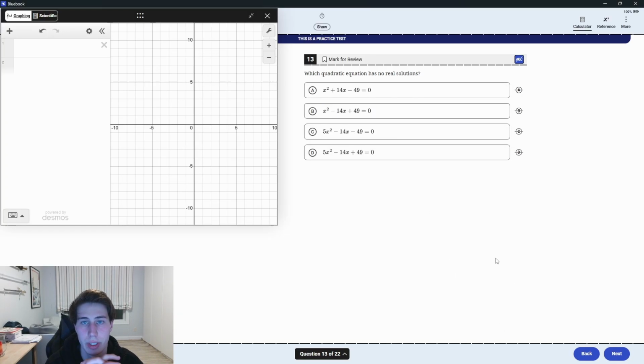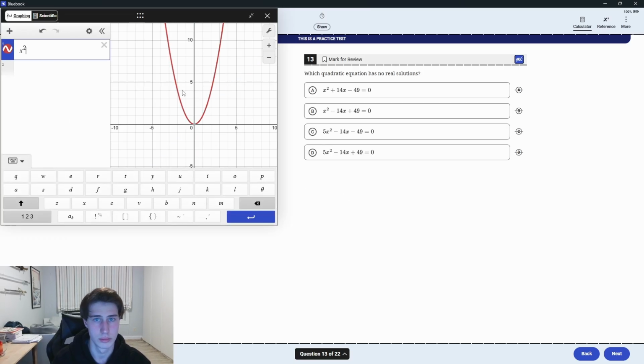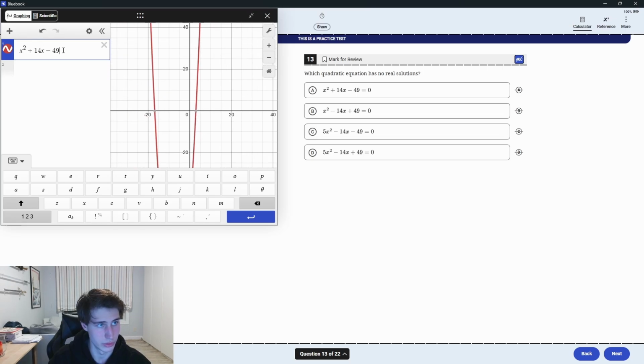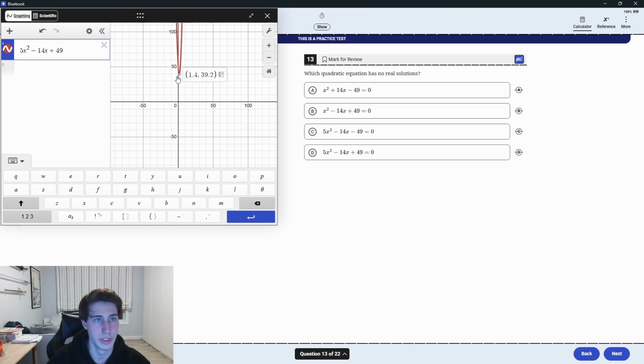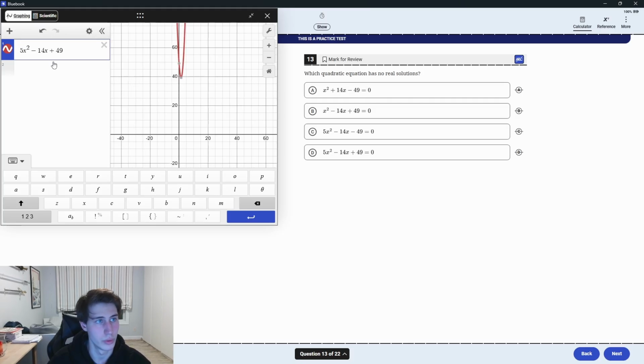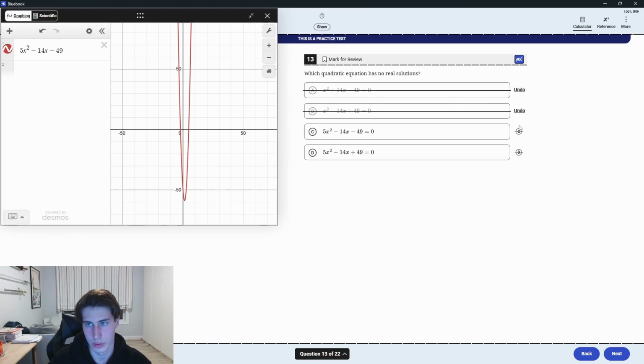13. Which quadratic equation has no real solutions? So this is another guess and check. Or we'll just graph it actually in Desmos. So this has real solutions, so it's not this one. Plus 49 minus 14. This also has a real solution. This so far doesn't have a real solution. And this one does. So all of these have solutions.